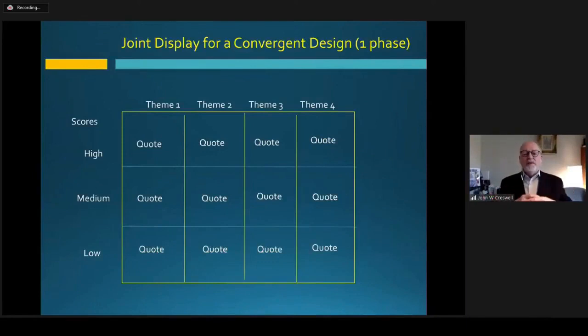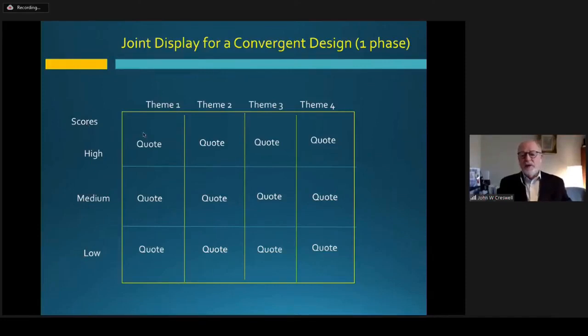Well, for a convergent design, where we're just merging the two databases and looking across the two databases, when we ask people to fill out the survey and we also do some focus group interviews with them, how do those two databases compare? Well, we might come up with some themes from our qualitative data analysis. And we might come up with some scores, high, medium, and low scores for our quantitative data.